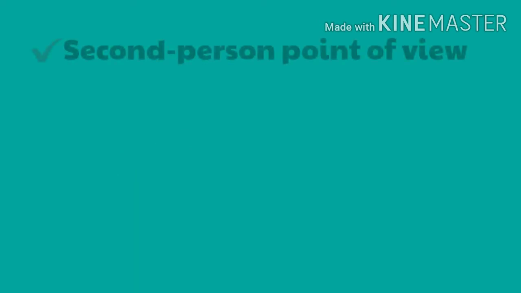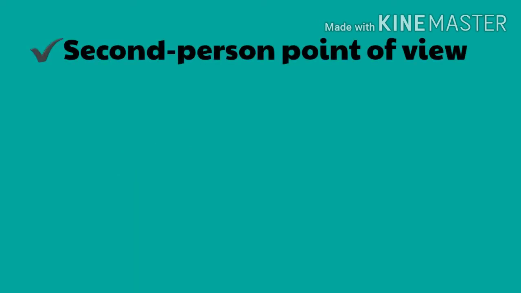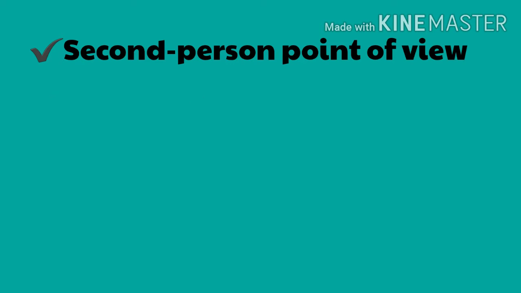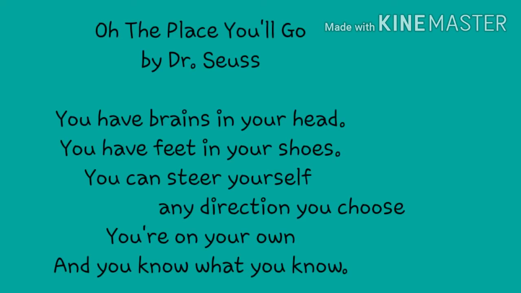Let us proceed to the second person point of view. Second person point of view is when the speaker in the poem is talking to the reader. Here is an example. These lines are from Oh, the Places You'll Go of Dr. Seuss. You have brains in your head. You have feet in your shoes. You can steer yourself any direction you choose. You're on your own, and you know what you know.